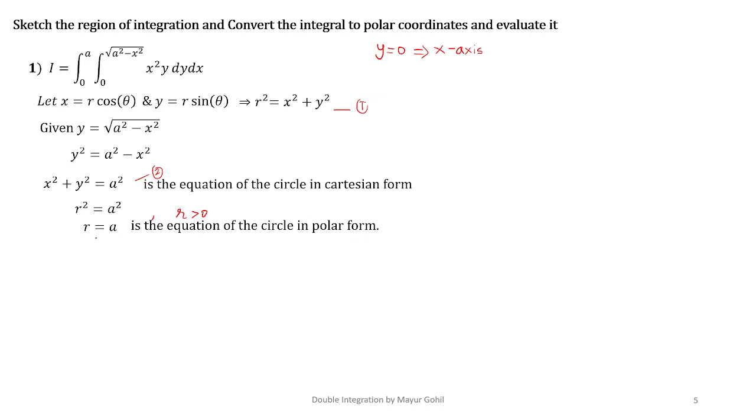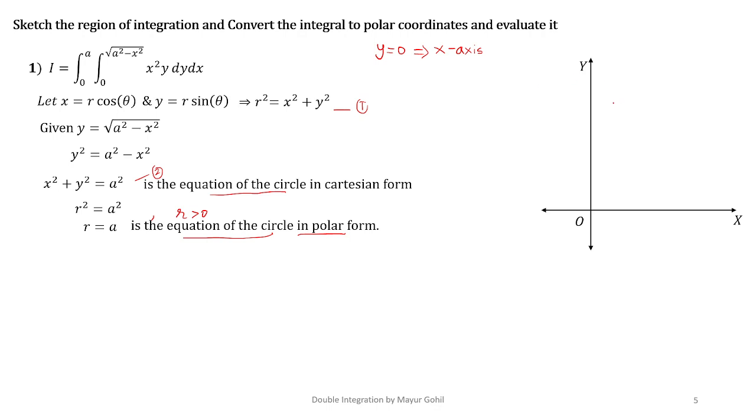This is one very important thing that we need to know: the given equation y equals square root of a square minus x square, we have now identified as the equation of a circle in the Cartesian form, and then we have converted it to the equation of the circle in the polar form. So it's very important for us at this point. Okay. Now let us try to draw the entire region of integration and understand it.